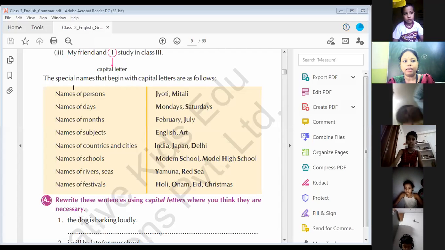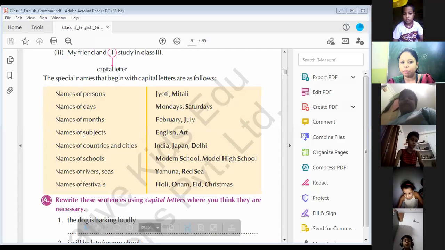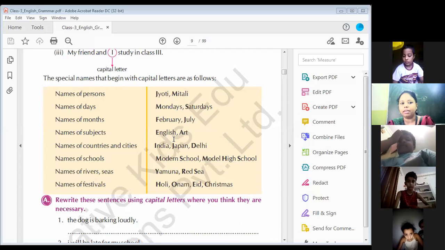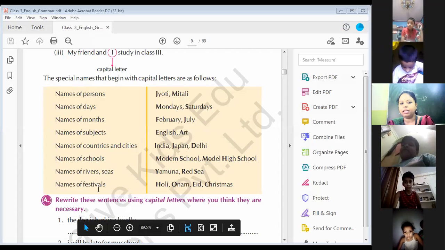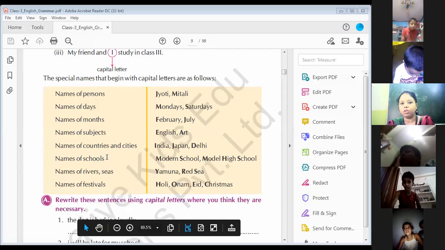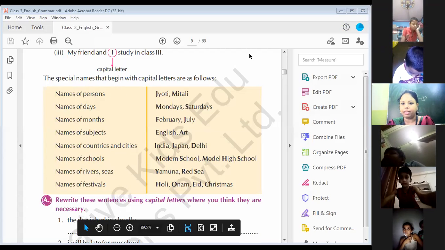So as you can see here, these are some of the special names: names of days, names of months, names of subjects, which start with capital letter, names of countries and cities, names of schools, names of rivers and seas, names of festivals. Understand? These are all written in capital letter. The first word is written in capital letter.